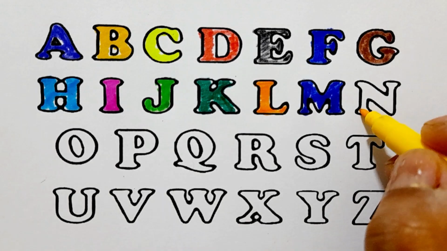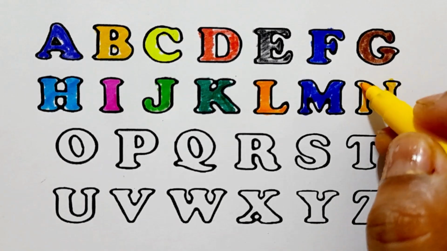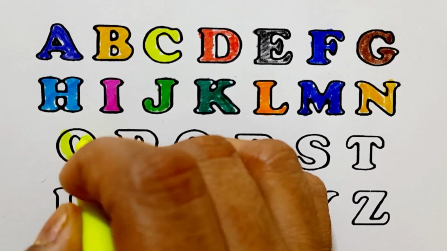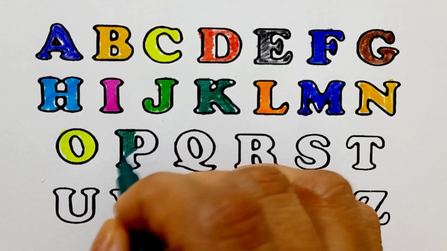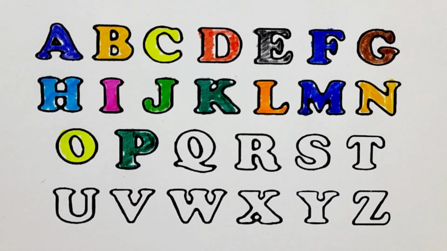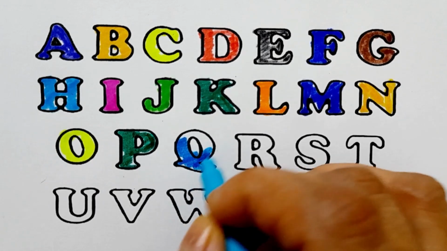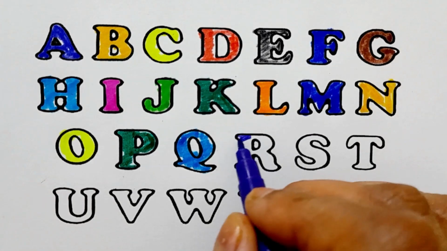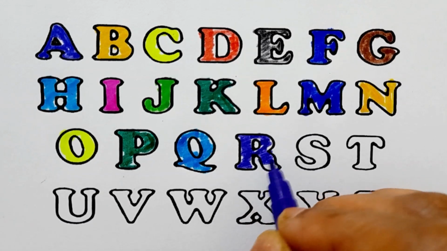N for noodles. O for orange. P for pumpkin. Q for queen. R for rabbit.